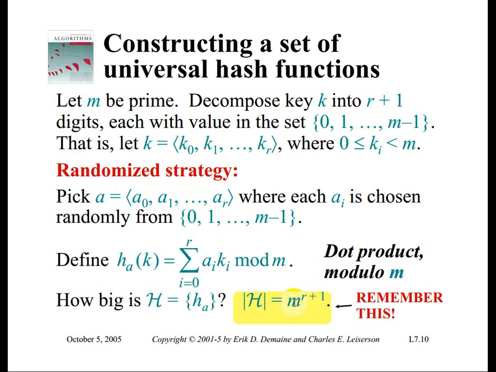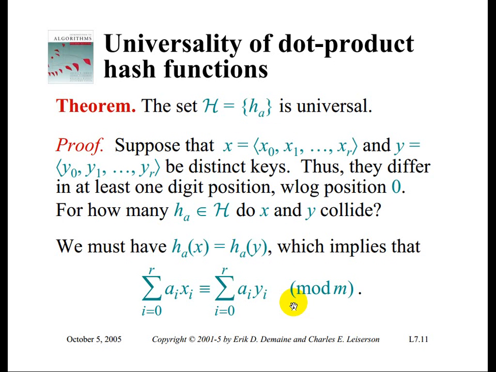So it's m raised to r plus 1, and now you have to prove that this is universal. Let's actually go over this proof. It's actually a very interesting proof. Suppose x0 and y0 are distinct keys. Since they are distinct, they differ in at least one digit position. Let's assume it is position 0, without any loss of generality. It just keeps the math easy.